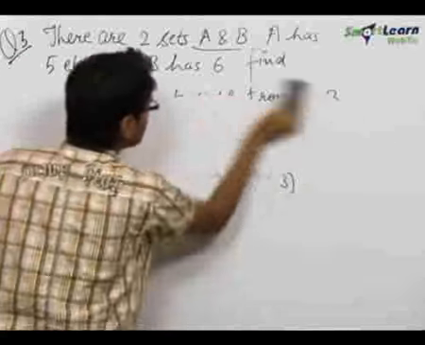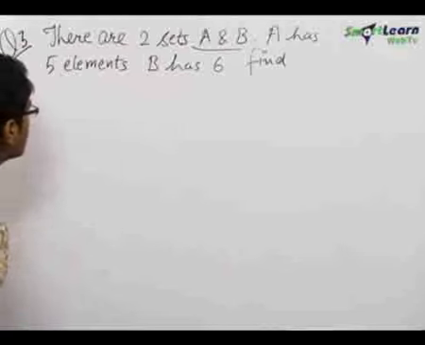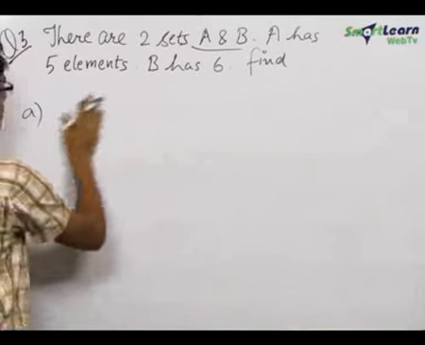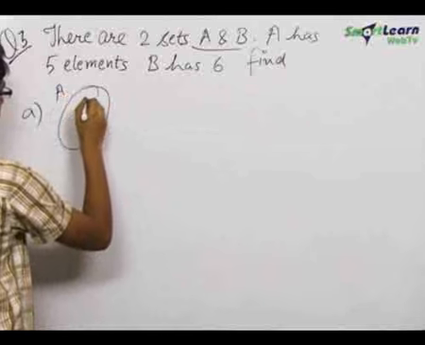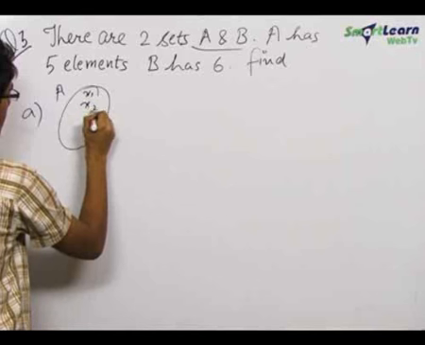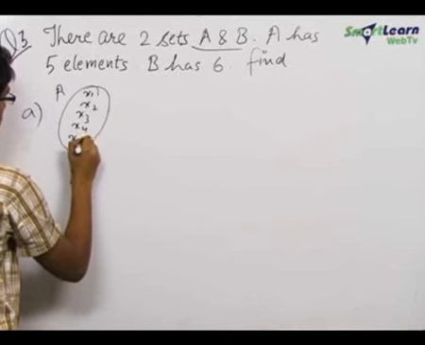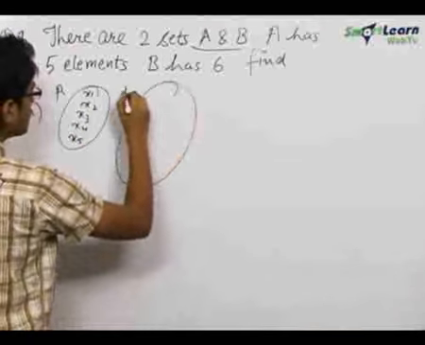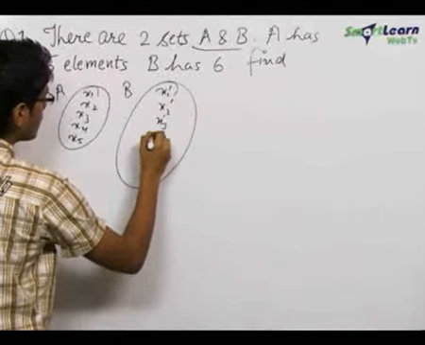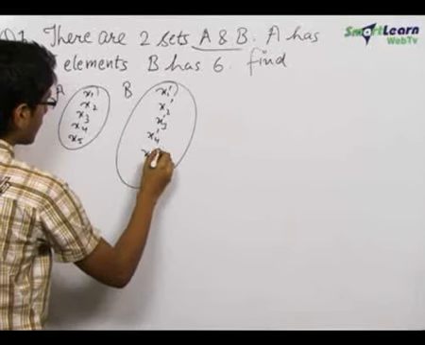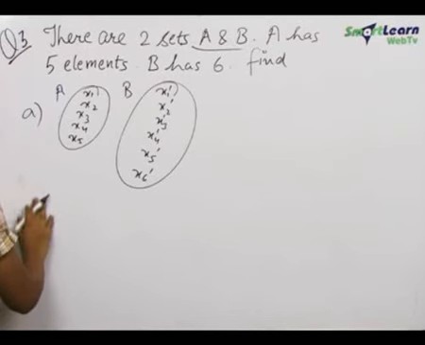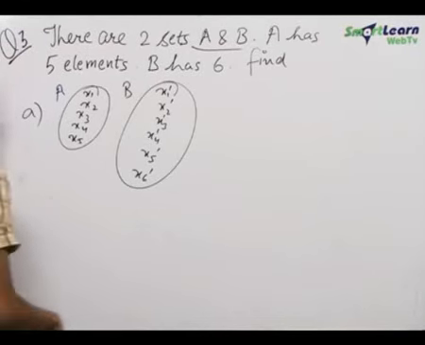This is an easy problem, but it involves a few concepts. First, total functions possible from A to B. This is A with the elements x1, x2, x3, x4 and x5, and this is B with x1 dash, x2 dash, x3 dash, x4 dash, x5 dash and x6 dash.